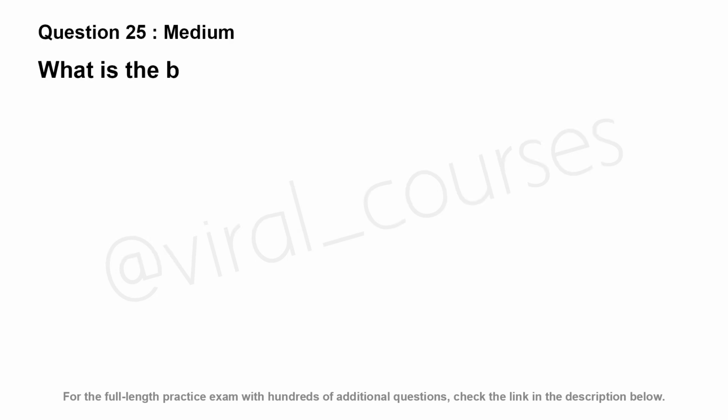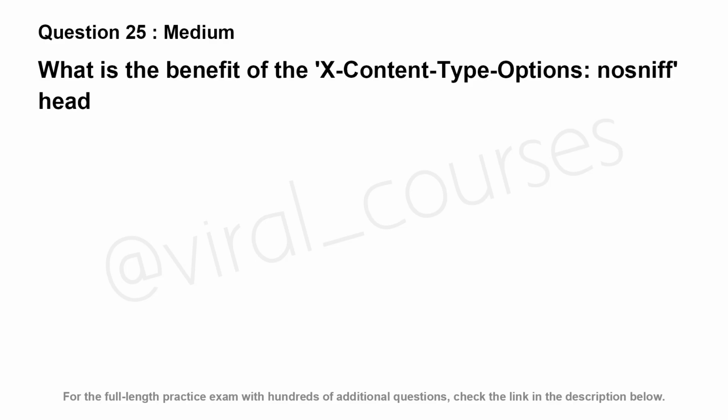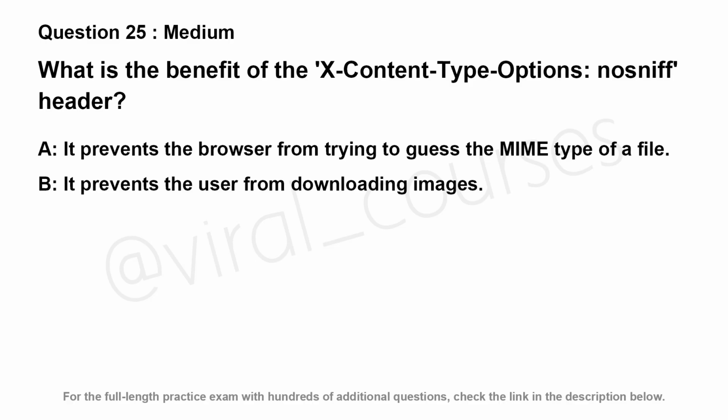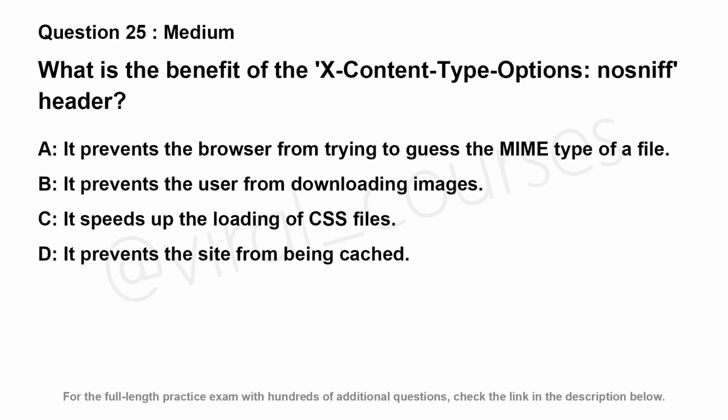What is the benefit of the X-Content-Type-Options: nosniff header? Option A. It prevents the browser from trying to guess the MIME type of a file. Option B. It prevents the user from downloading images. Option C. It speeds up the loading of CSS files. Option D. It prevents the site from being cached.